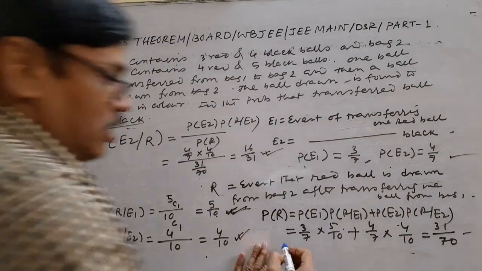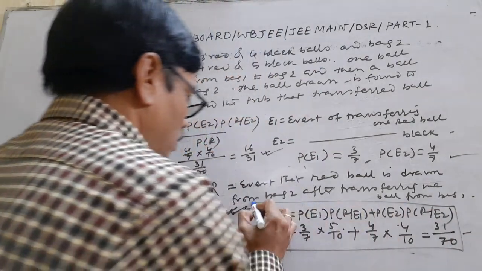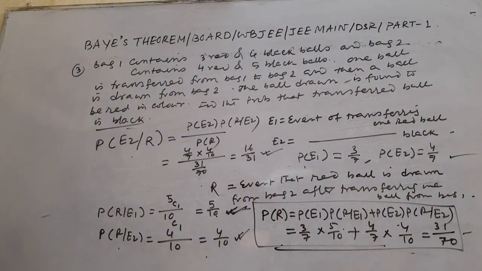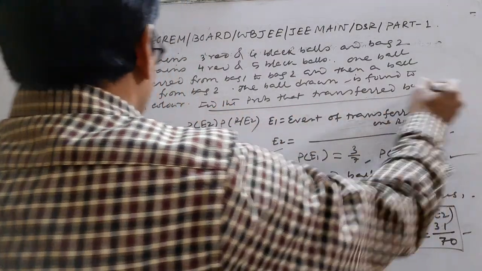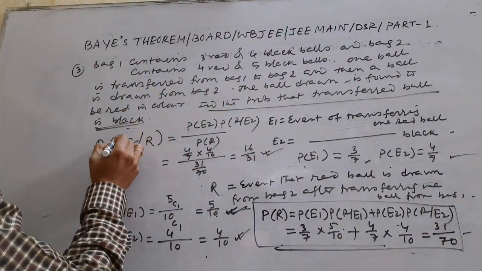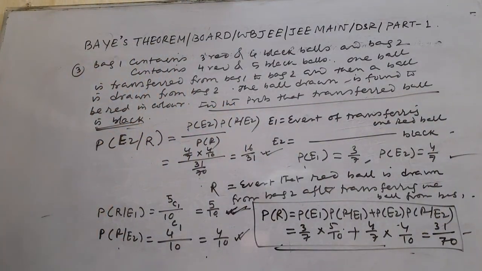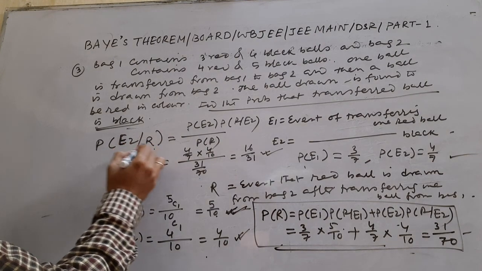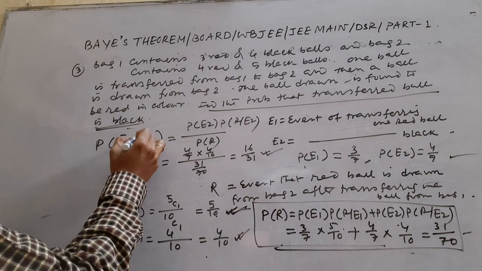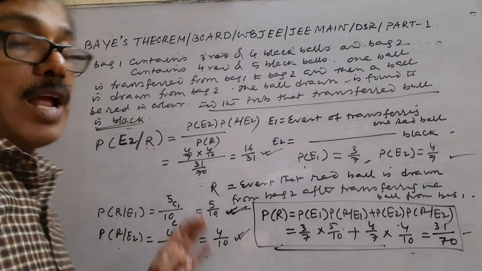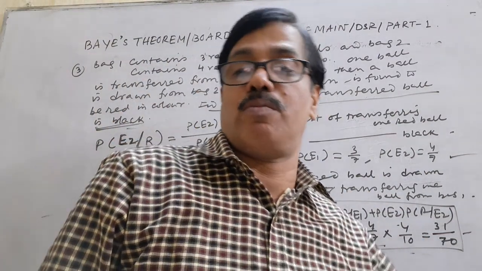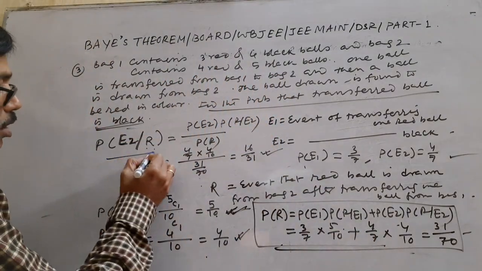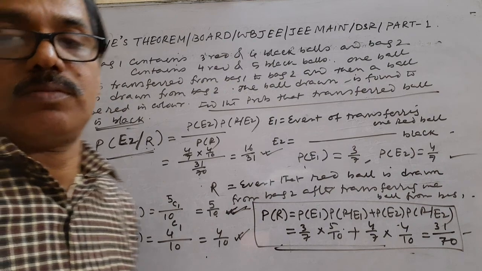So up to this is the theorem of total probability, and this one is an extension. Find the probability that the transferred ball is black. The transferred ball may be black or red. Red is E1, so P(E2|R): a black ball is transferred, then from bag 2 a red ball is drawn, we have to find that.